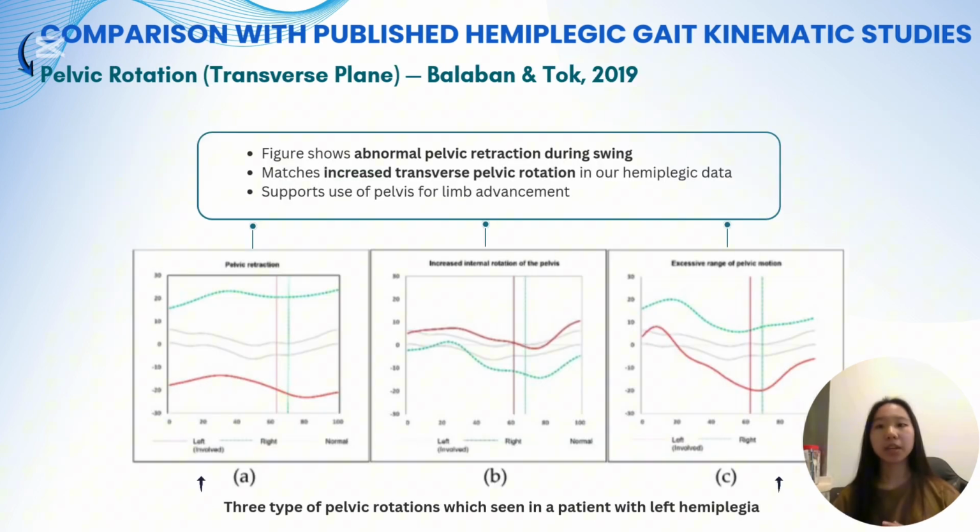Next study is from Balaban and Todd. They reported abnormal pelvic rotation patterns, particularly excessive pelvic retraction during swing in hemiplegic gait, as shown in the figure attached here. This aligns with the increased transverse pelvic rotation observed in our results, supporting the interpretation that pelvic rotation is used as a compensatory strategy to assist limb advancement when distal joint mobility is limited.